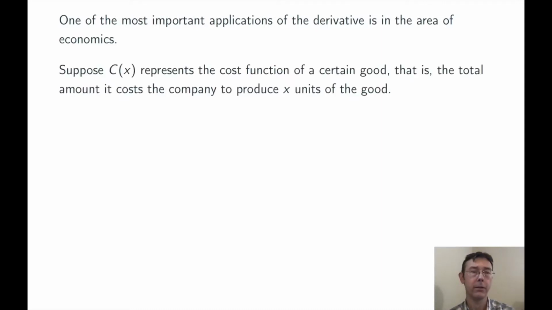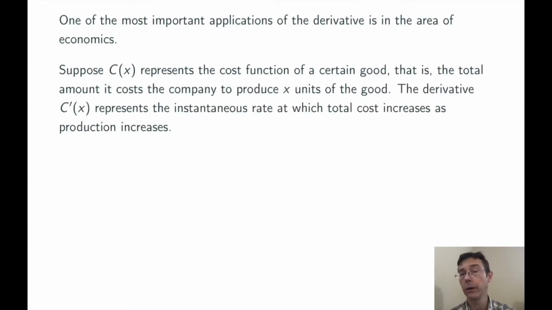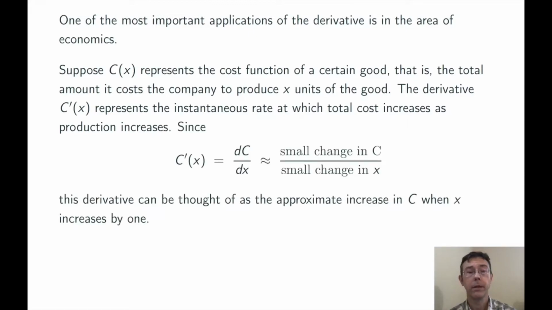One of the most important applications of the derivative is in economics. Suppose we have a cost function, C of x. In other words, C of x is going to represent the total cost for a company to produce x units of some good. The derivative, C prime of x, is just the instantaneous rate of change of the total cost as production increases. Now, since the instantaneous rate of change is approximating the average rate of change over a small interval, C prime can be thought of as the approximate increase in C when x increases by 1.